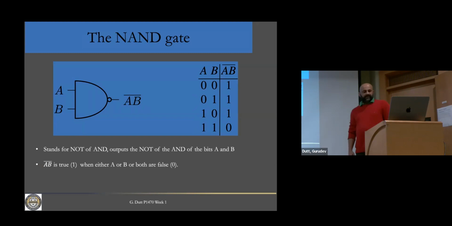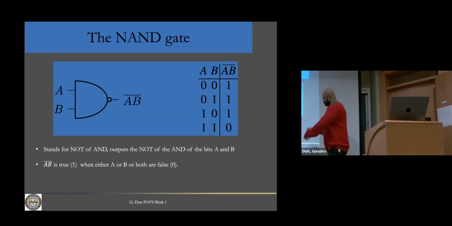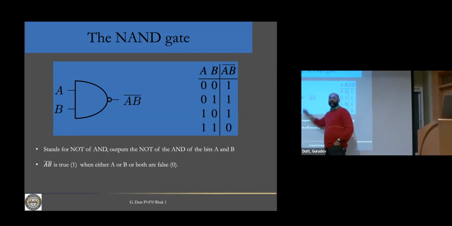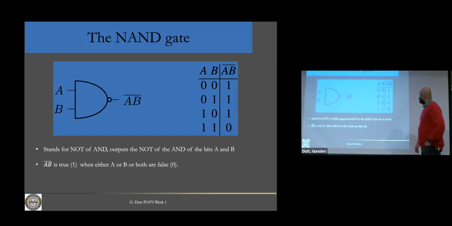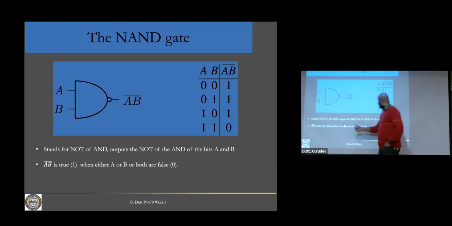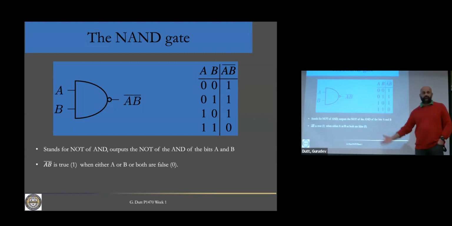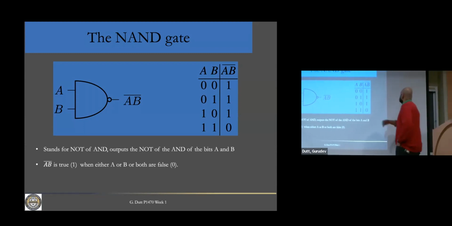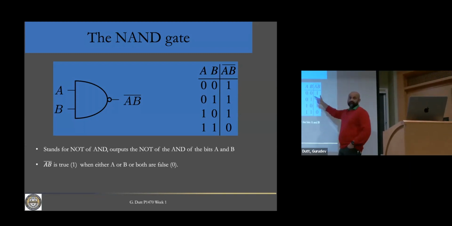Okay, the NAND gate is another important logic gate, and I'll explain why in a minute when we talk about gate sets. But it stands for the NOT of the AND gate. So you take the AND gate and you apply a NOT operation to it, and so it outputs the NOT of the AND of the bits A and B. And the logical statement is it is true when either A or B or both are false. So when any one of them is false, effectively, then you get a high. And if they're both high, then you get 0.